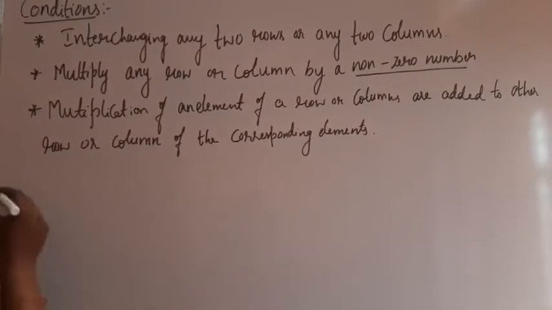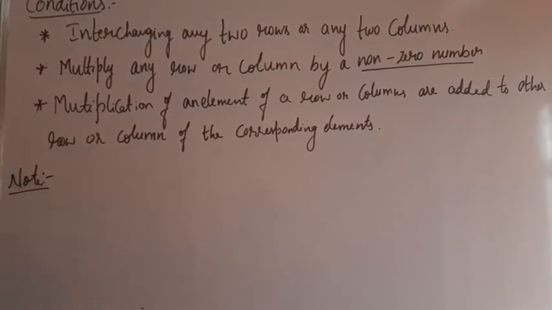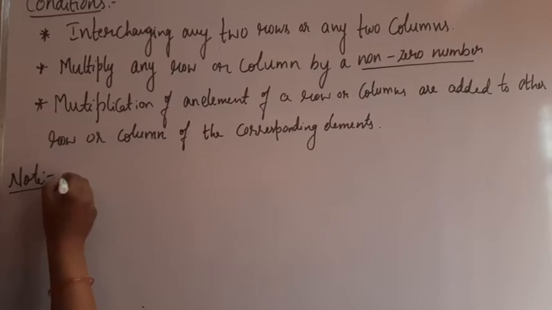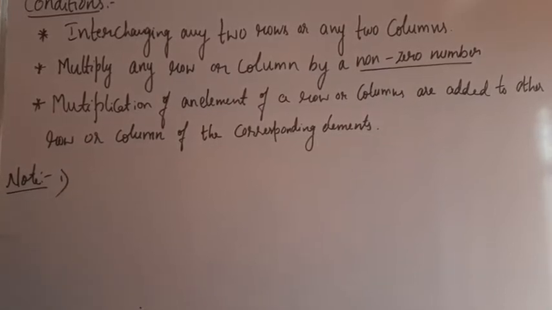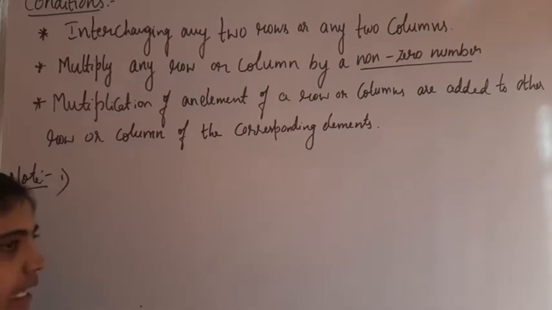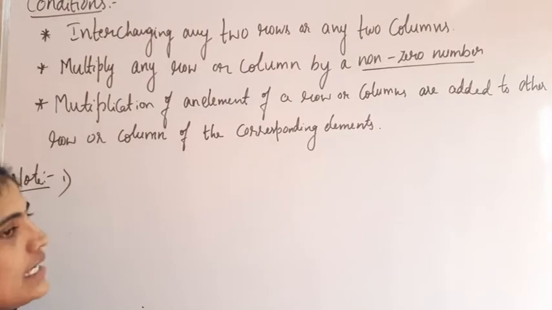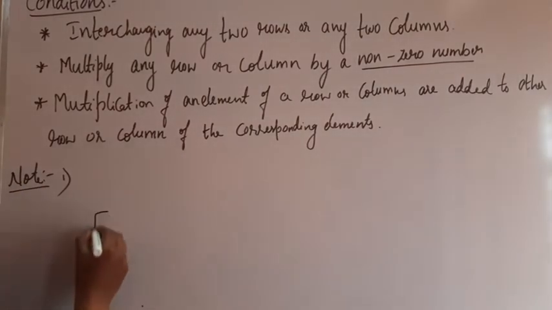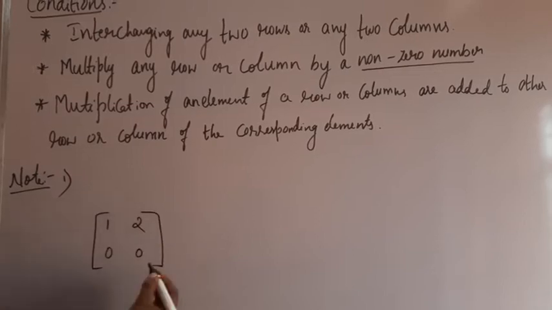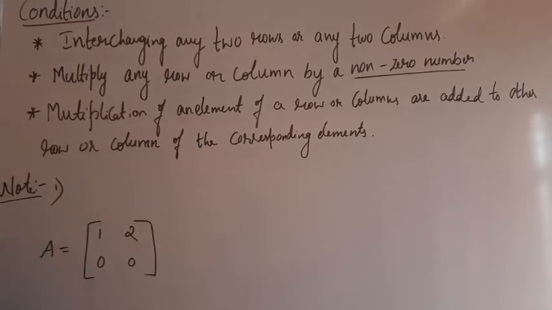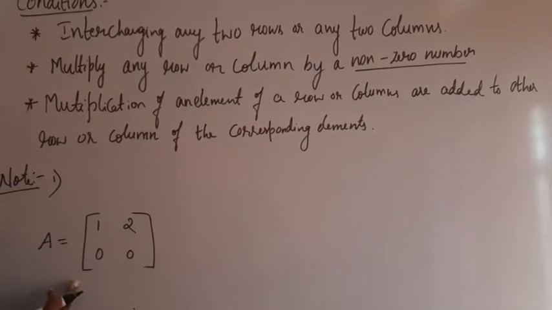Okay. And also here there are some important points we have to recall, that is the note points. See here. The first one is to find the inverse of a matrix. Suppose the matrix contains any row or column whose elements are all 0. For example, 1, 2, 0, 0. They have given the matrix as matrix A.